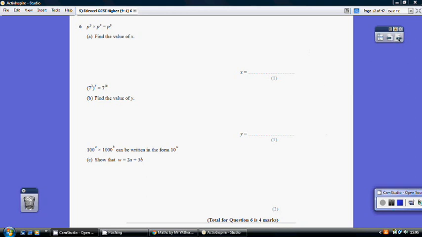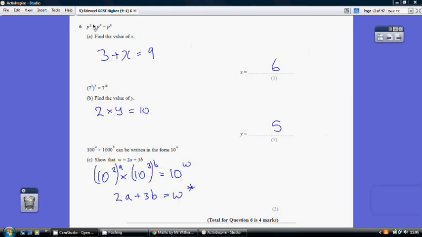Question 6. So part A, the index laws. When we're multiplying, we add the powers. So 3 plus x has got to equal 9, so x is 6.